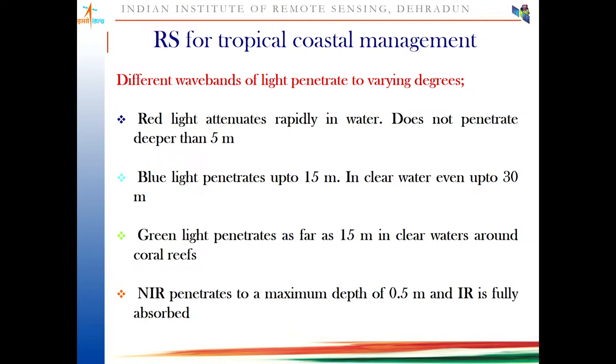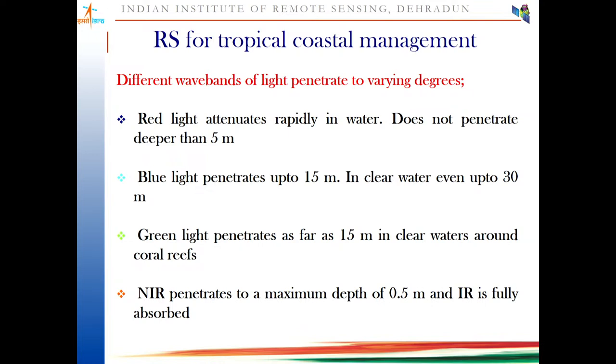Blue light penetrates up to 15 meters, and in clear water up to 30 meters. So in clear water, you can get information about the depth up to 30 meters using blue light. Green light penetrates as far as 15 meters in clear water around the coral reefs. I told you earlier that wherever there are corals, the water is very clear. So in those places, green light can go up to even 15 meters. Near infrared penetrates a maximum depth of 0.5 meter, and IR is fully absorbed.